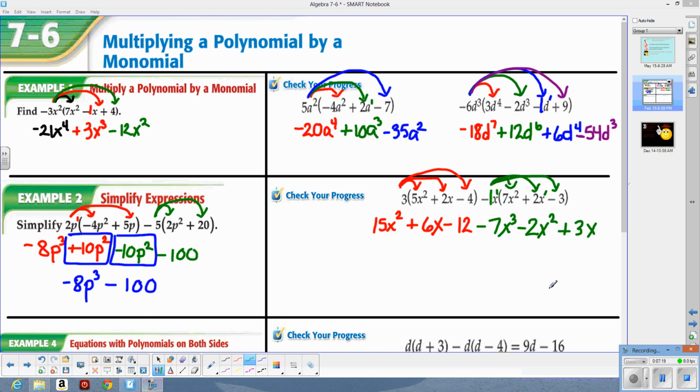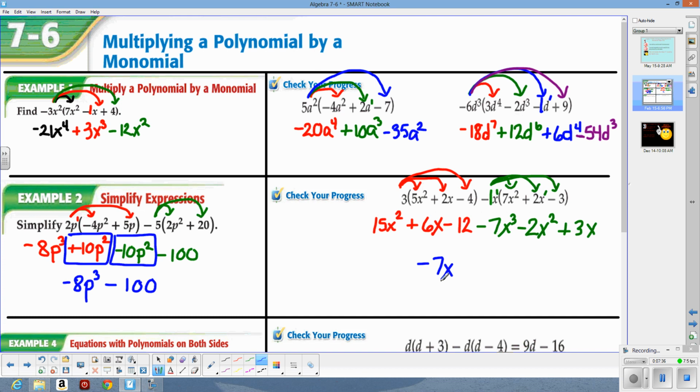All right, let's go ahead and combine like terms. I'm going to start with the x to the third term since that's the one with the highest degree. There are no other x to the third terms, so we're going to just write negative 7x to the third. Now I'm going to move on to the x squareds. We have a 15x squared and a negative 2x squared. 15x squared plus a negative 2x squared is 13x squared, so plus 13x squared.